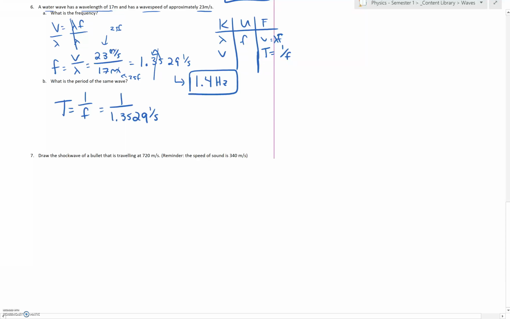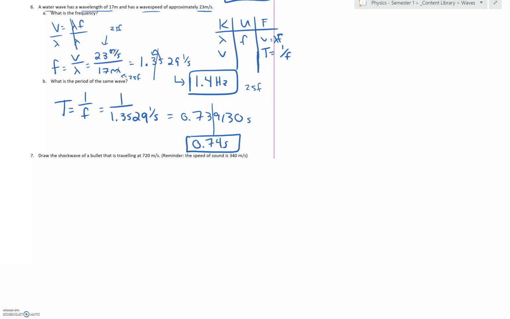So when I plug this number into my calculator, I get 0.739130 and so on seconds. And again, I'm going to keep in mind that I had two significant figures in the final version of that frequency. So I'm going to keep two significant figures in this final answer as well. So I'm going to get 0.74 seconds as the period of the wave.